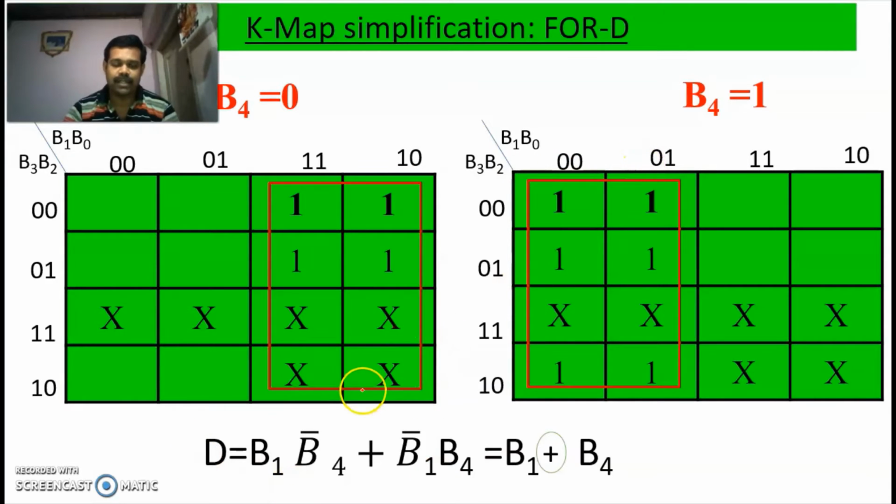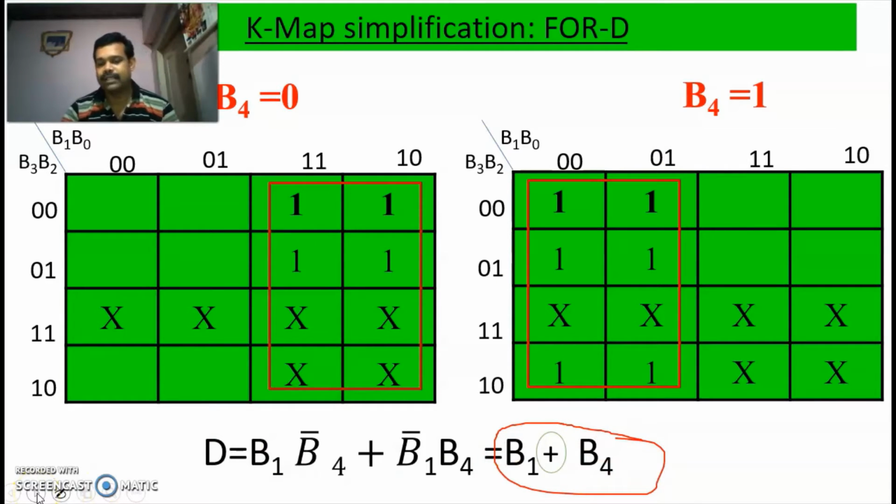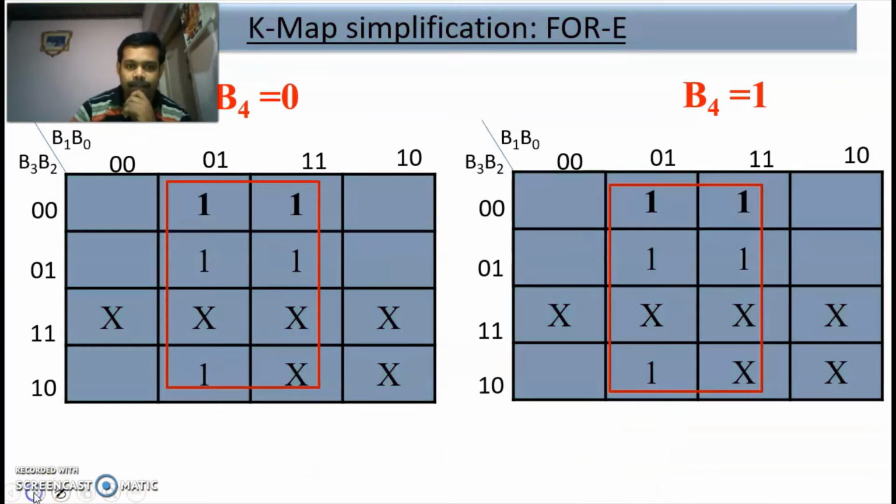So this expression is similar to X NOR. So we can write it as B1 X NOR B4. The simplification will be helpful while implementation. Okay. So if you want to implement this, you need two AND gates and one OR gate. So if you implement this one directly, you need only one XOR gate.